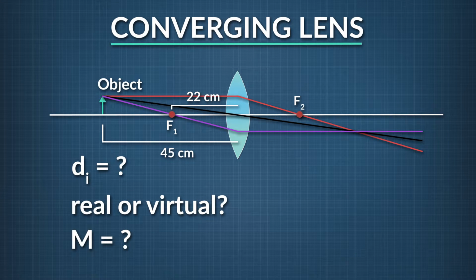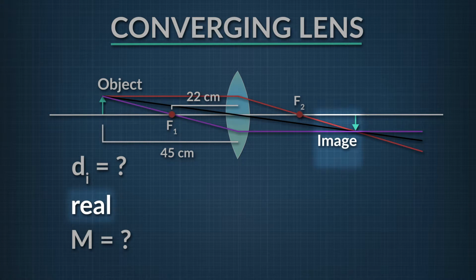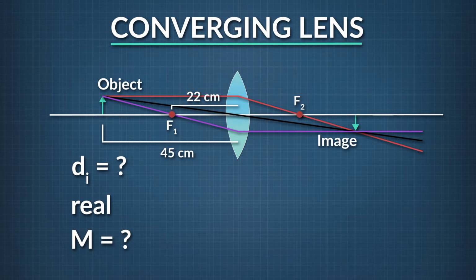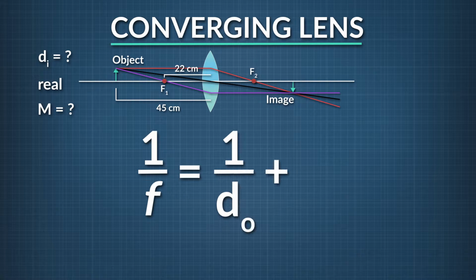Okay, we're back, and here's a diagram showing the principal rays involved. In this case, the image is real. It appears on the opposite side of the lens as the object, and it's inverted. Now let's find out its position.